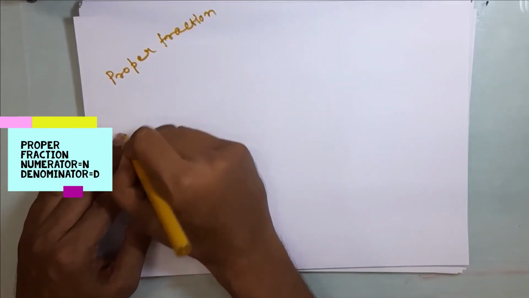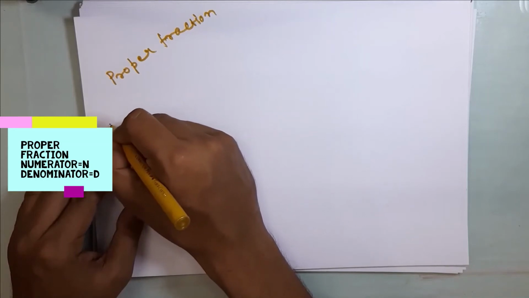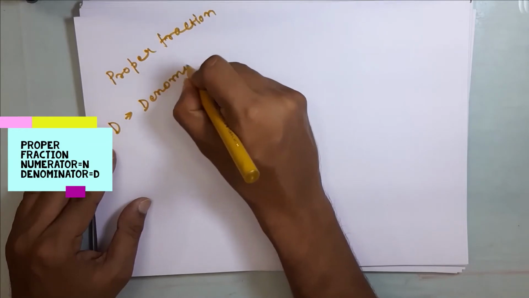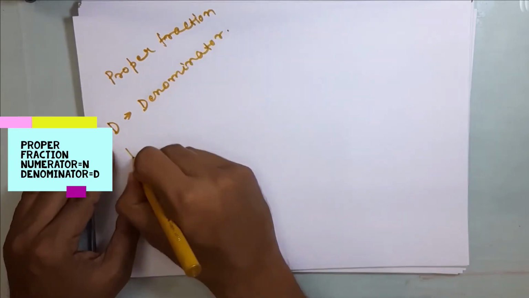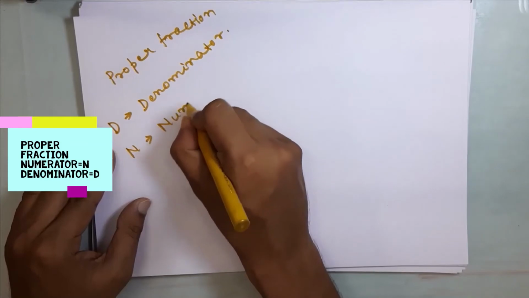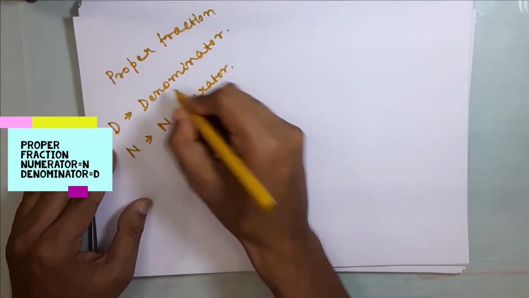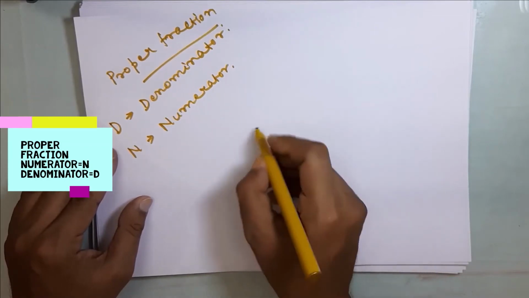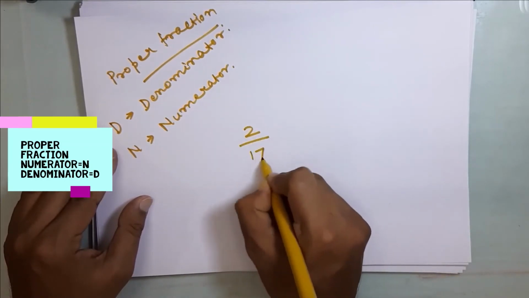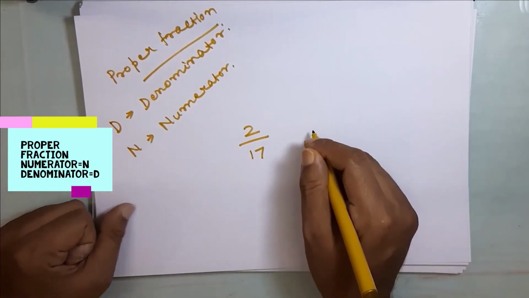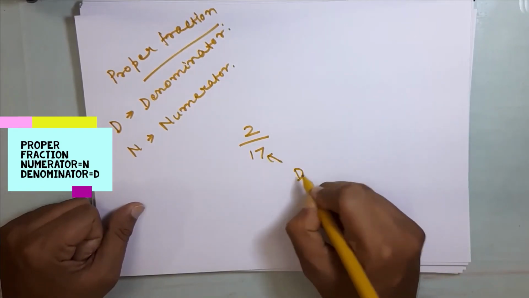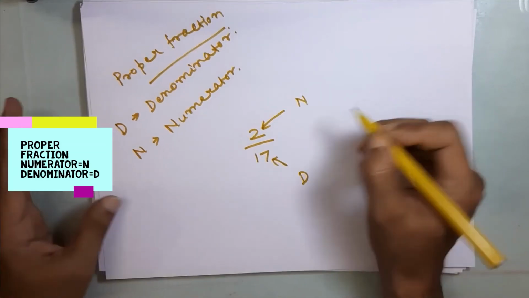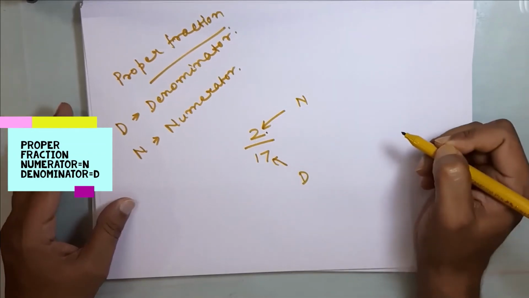And we will signify D with denominator and N as numerator. Okay, so let us take an example. 2 by 17. So this is a fraction, right? This is a normal fraction. So here 17 is your denominator, 2 is your numerator. So this is a proper fraction where your numerator is less than denominator.